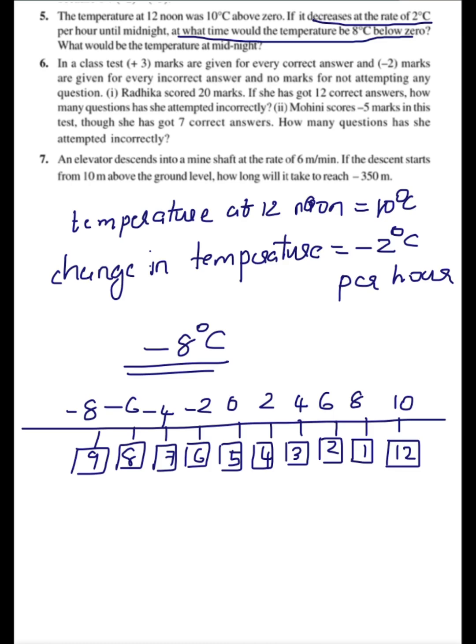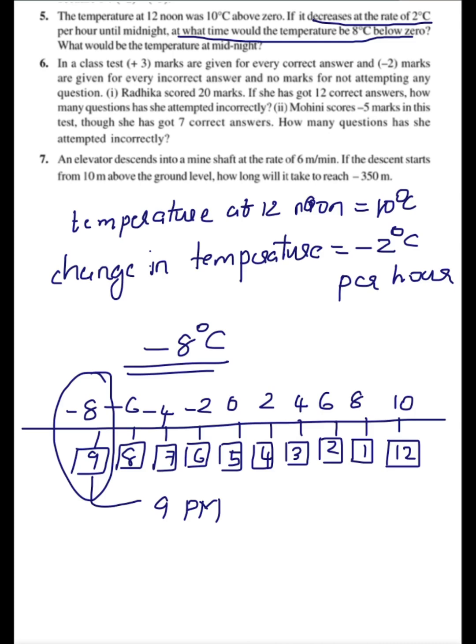And our question is what? At what time will the temperature be minus 8 degrees Celsius? So, we got the answer as 9 p.m. At 9 p.m. the temperature would be minus 8 degrees Celsius. In this way, you can find the answer.